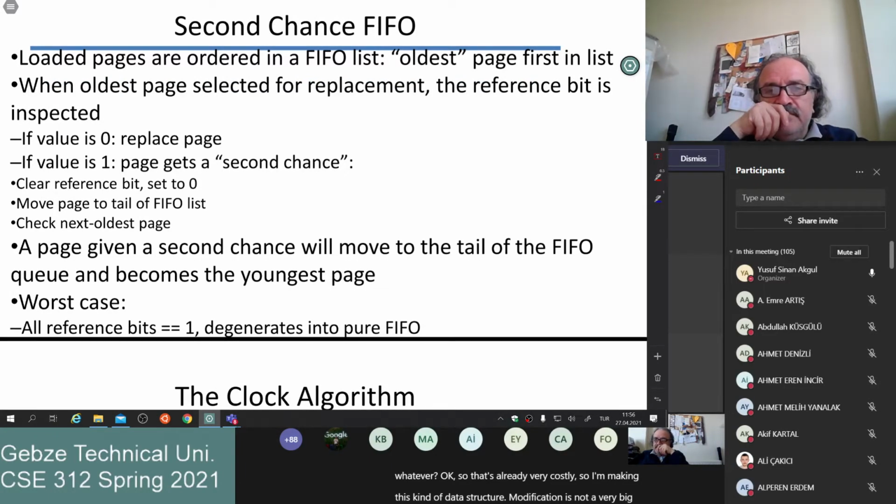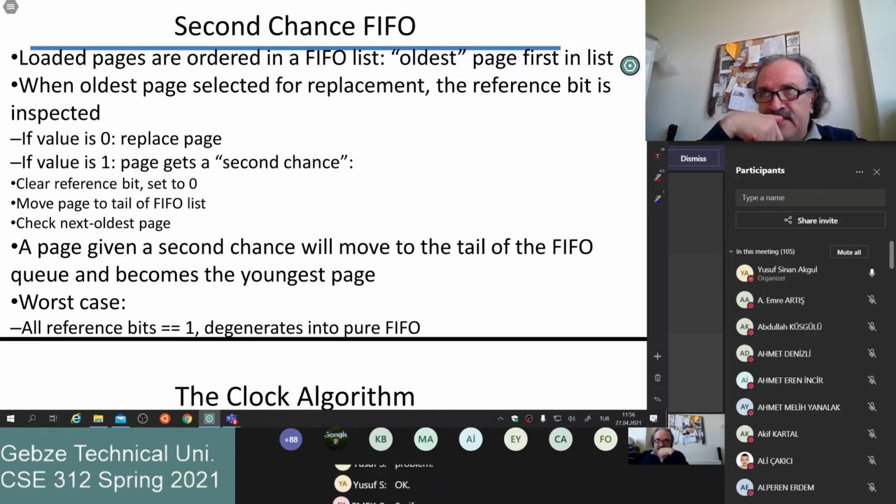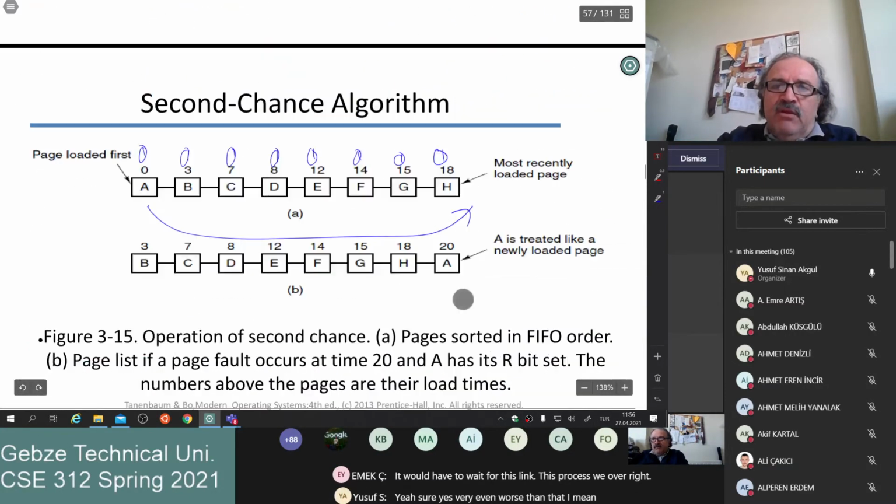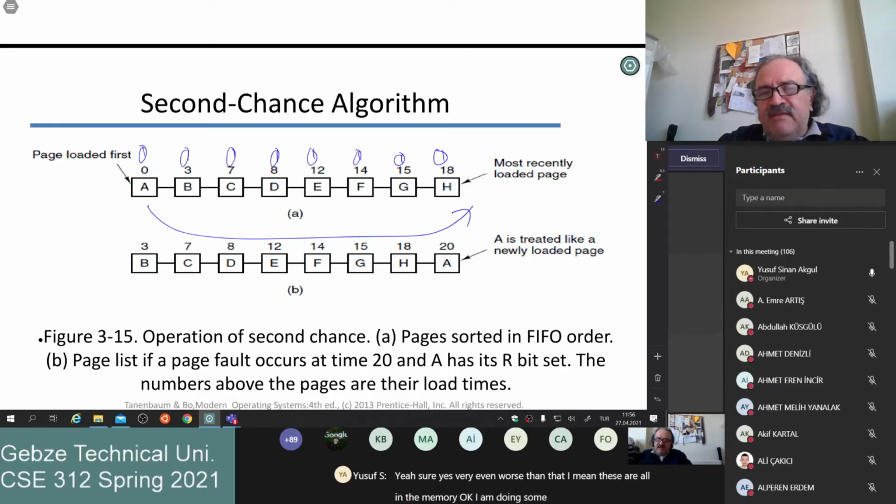Okay. So if an instruction was waiting for a page, it would have to wait for this linked list process to be over, right? Yeah, sure, yes. But even worse than that, these are all in the memory, okay? I am doing some memory processing. Well, yeah, every 100 nanoseconds, maybe I can spend that kind of time for the memory accesses, etc.